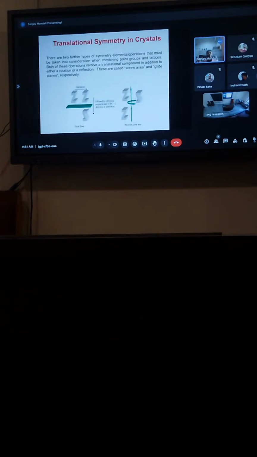In crystallography, in addition to the symmetry elements that you are familiar with, there are two things to be understood, and these are based on translational symmetry. We have talked about reflection and rotation, but in addition to that, we have translation. If in addition to reflection I have a translation, that is what we call a glide plane. In addition to rotation, if I have a translation, that is called a screw axis. So these two terms, glide plane and screw axis, are new in crystallography. And without translation, you cannot have any three-dimensional structure.